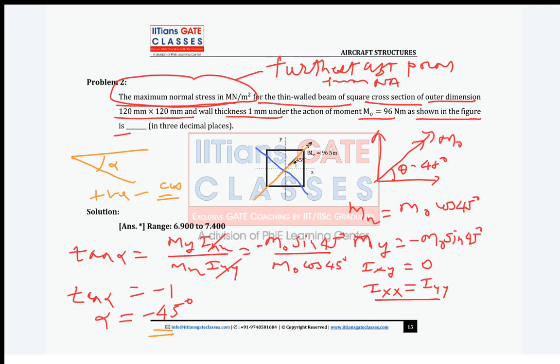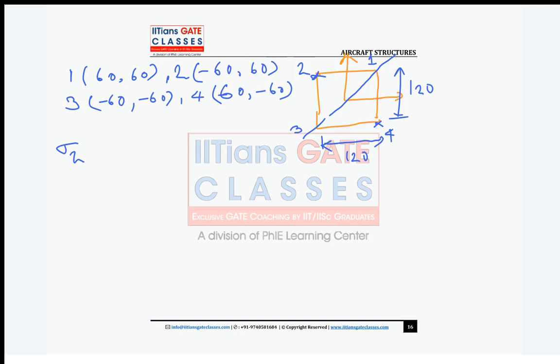It's a complex bending. It is sigma z, right? Because xy is your coordinate. So what is sigma z? It is My upon Iyy plus Mx upon Ixx into y. Okay, now guys, in this problem you have to find at every point, right?